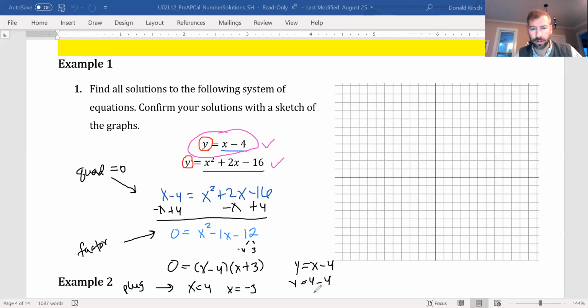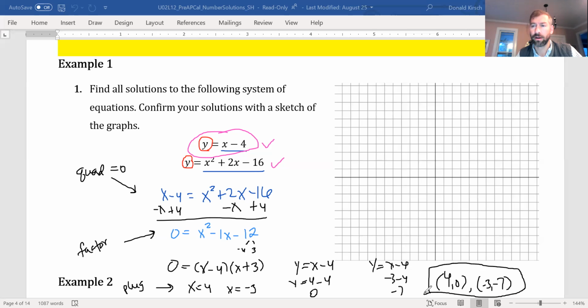4 minus 4 is 0. And then I got y equals x minus 4, and that x is going to become -3 this time, which is -7. And so we've got two different things here. We've got a point at 4. When I plug in 4, I get 0. And when I plugged in -3, I got -7. So those are our two solutions. We boxed those in. It told me to find those solutions. There are my solutions. It does say to confirm with a sketch.